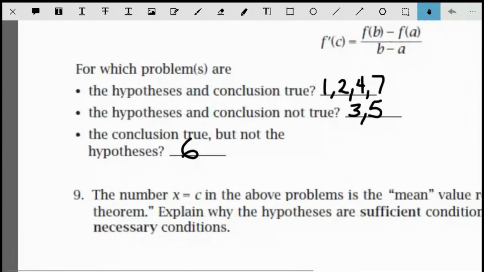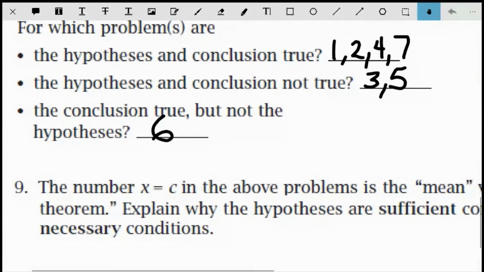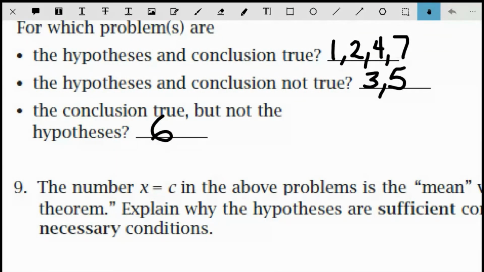Okay, so notice the results that we have down here where it says for which problems are these things true. So the hypothesis and the conclusion true. So 1, 2, 4, and 7, on all 4 of those, we had the function being continuous on the closed interval and differentiable on the open interval.